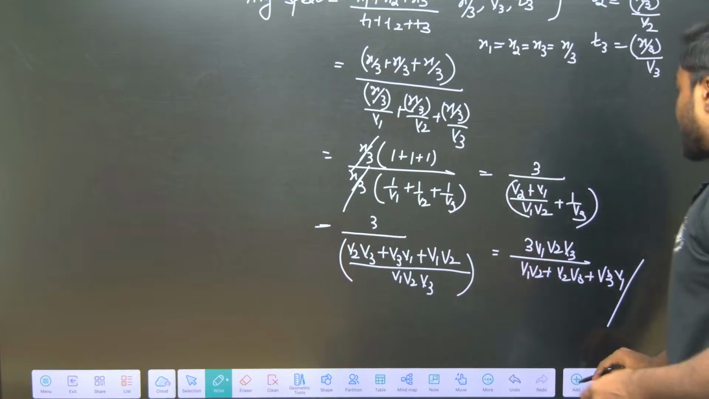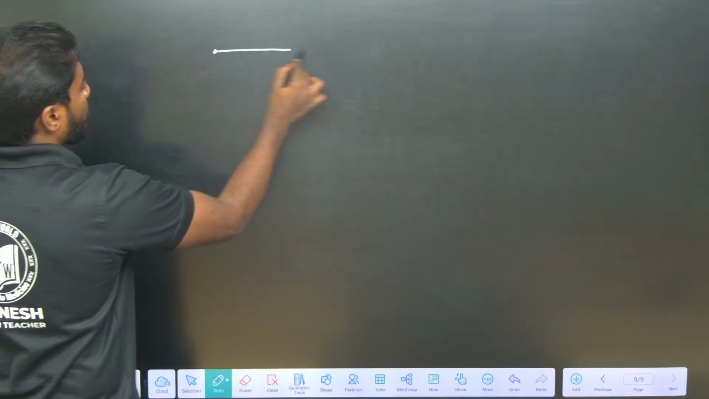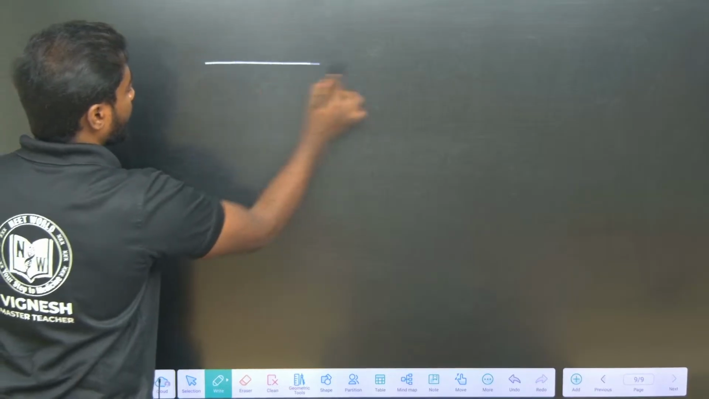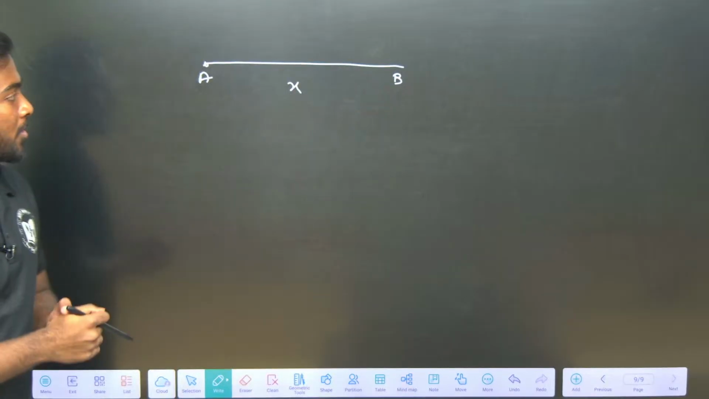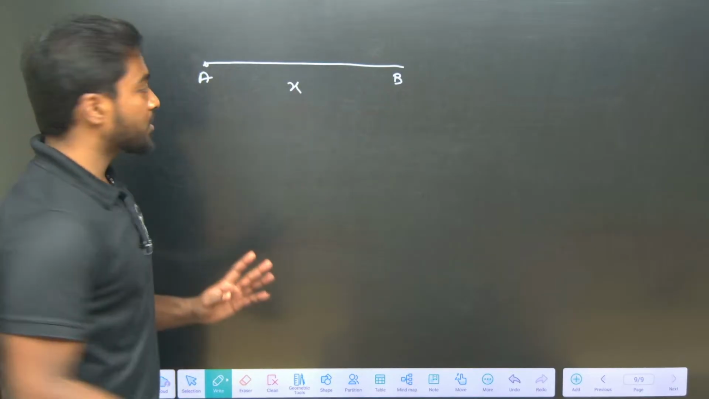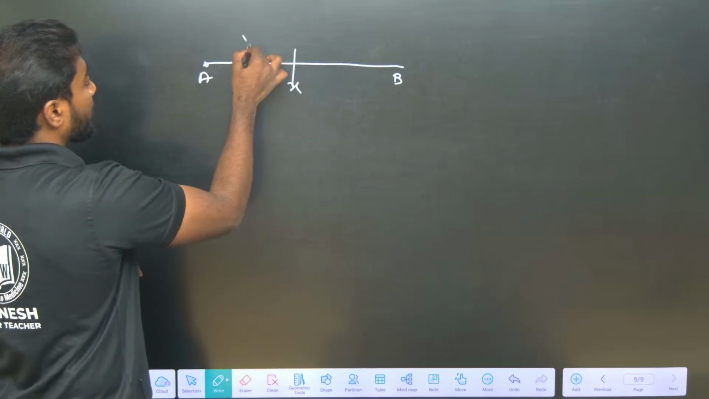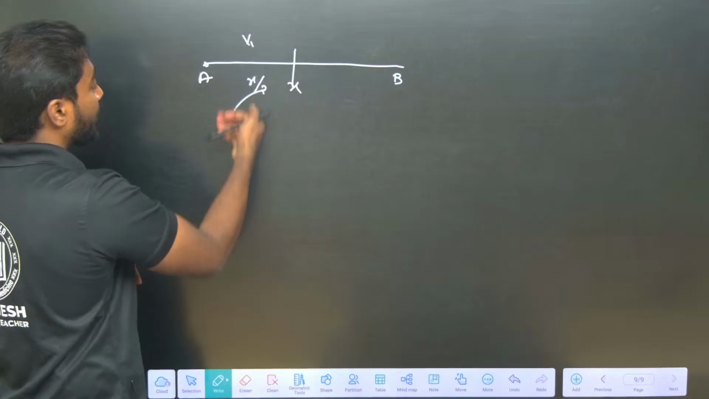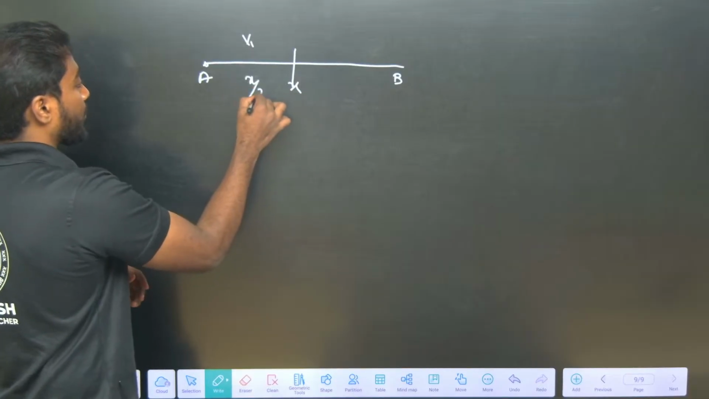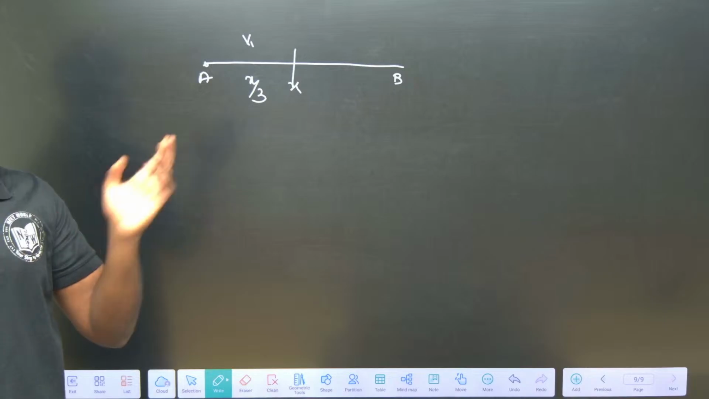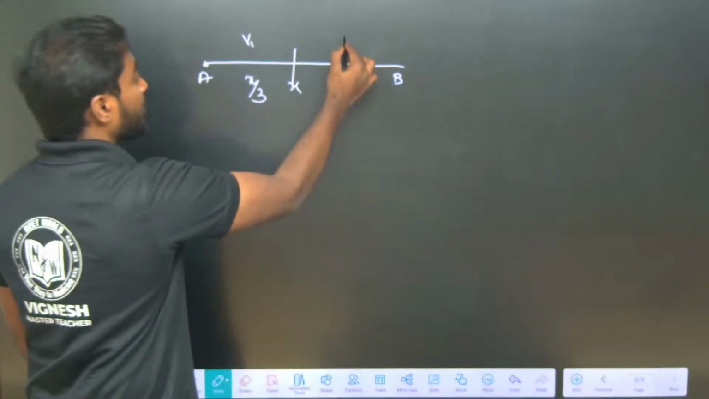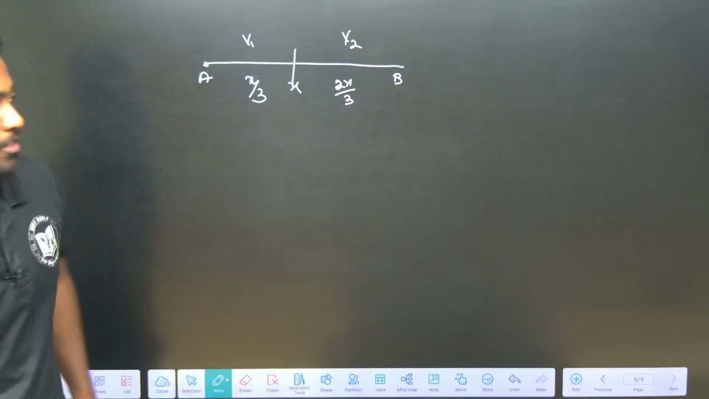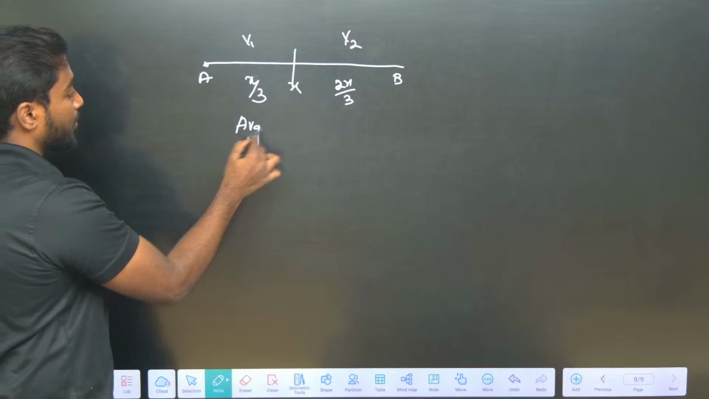Yes. So the next question is, from point A to point B, the distance is x. First, 1/3 of the distance, that is x by 3, is covered at V1, whereas the 2/3, that is 2x by 3, is covered at V2. Now I need to get the average speed.